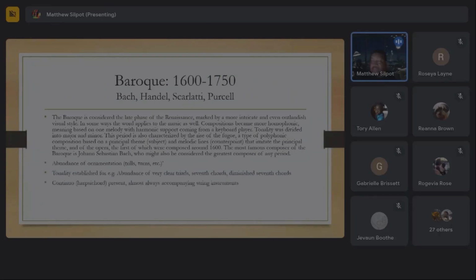And these are some key features of the style. So we have abundance of ornamentations, a lot of trills, a lot of turns. The tonality is established. So you have clear triads, clear seventh chords. We have continuo by the harpsichord, so that is usually played by that instrument, present almost always accompanying string instruments, and we have an abundance of polyphony, and we have often dense musical textures, so very thick, right? All right, so that's our Baroque period.